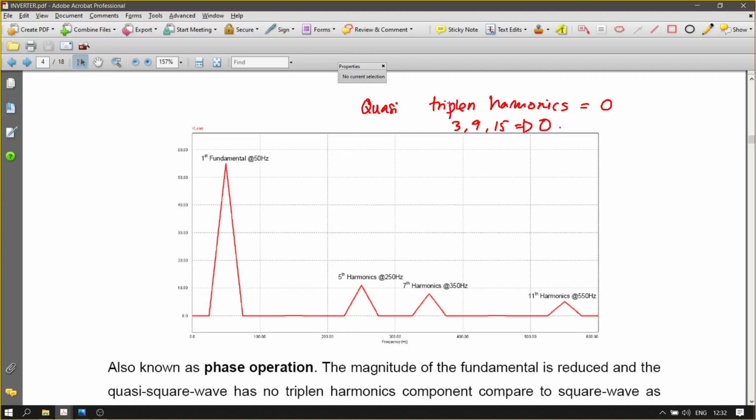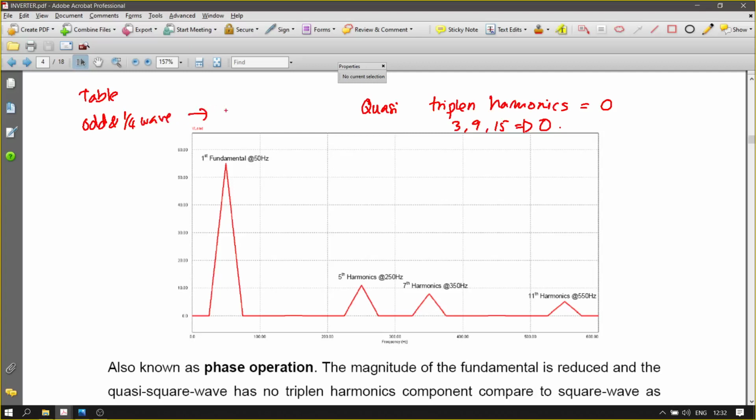So go back to the notes and look at the quasi derivation of the harmonic Fourier series for the quasi square waveform, and we found out that when it comes to the triplen harmonics, it will become 0. But the best or general equation that you need to actually understand is by using the table of properties of symmetry waveform.